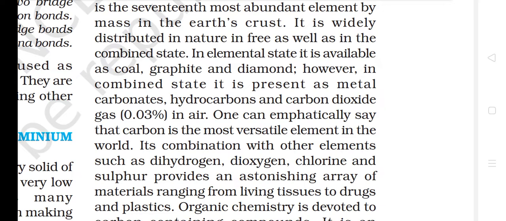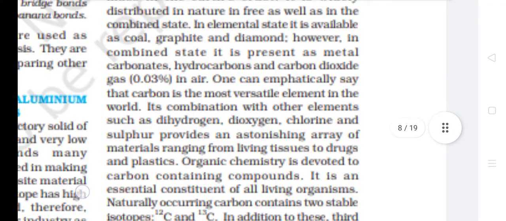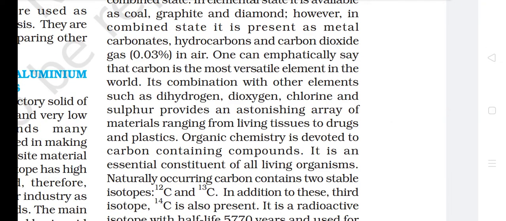One can emphatically say that carbon is the most versatile element in the world. Its combination with other elements such as dihydrogen, dioxygen, chlorine, and sulfur provides an astonishing array of materials ranging from living tissues to drugs and plastics. Organic chemistry is devoted to carbon containing compounds. It is an essential constituent of all living organisms.